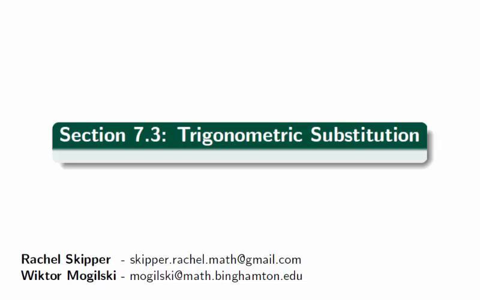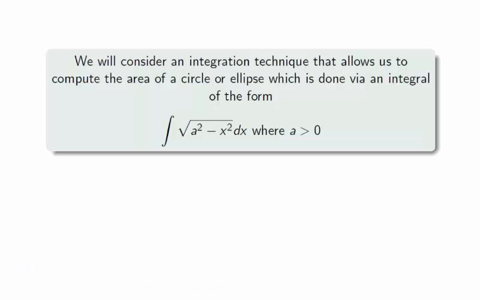Hello, and welcome to section 7.3 on trigonometric substitution. In this section, we will consider an integration technique that, for example, allows us to compute the area of a circle or ellipse, which is done via an integral of the form the integral of the square root of a squared minus x squared dx, where a is greater than 0.